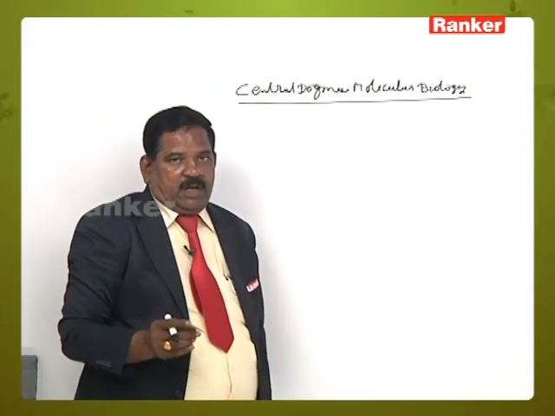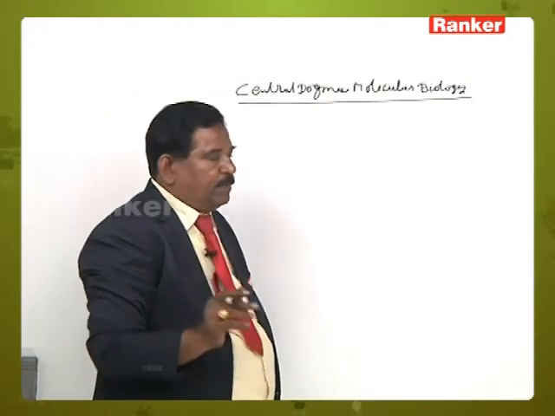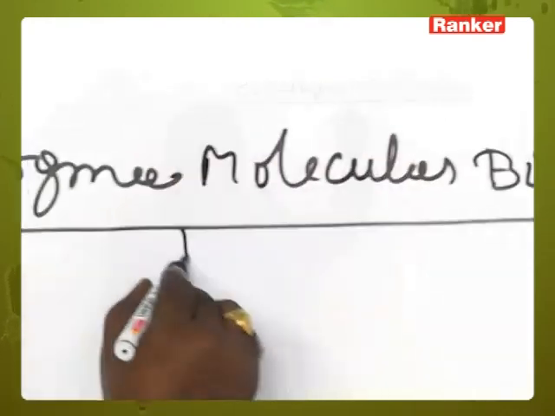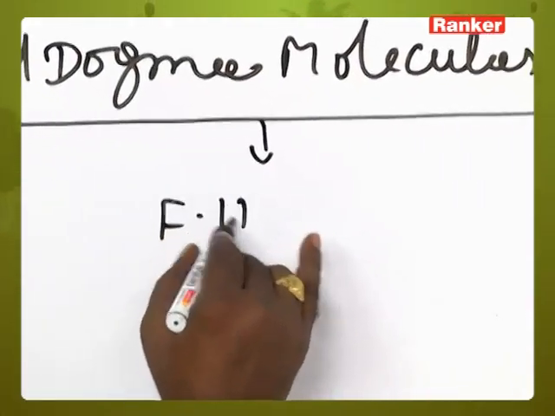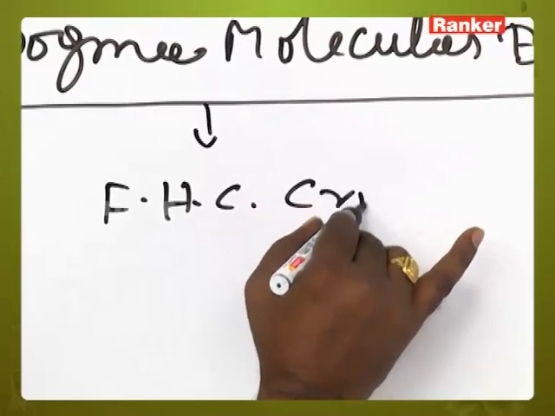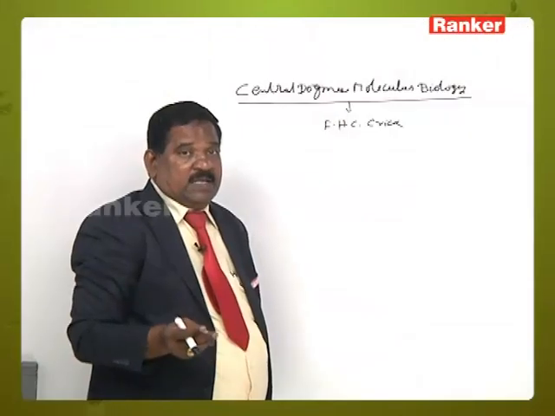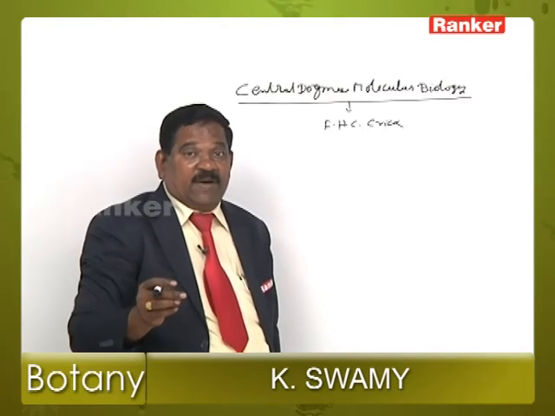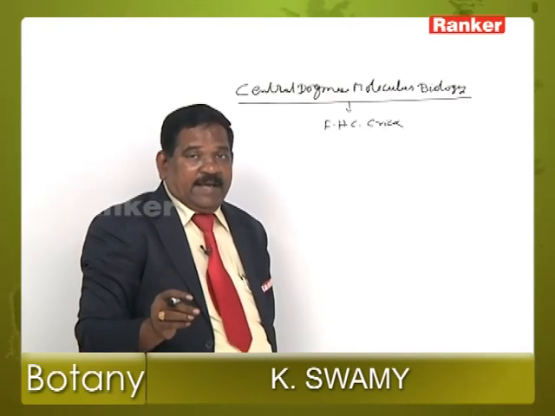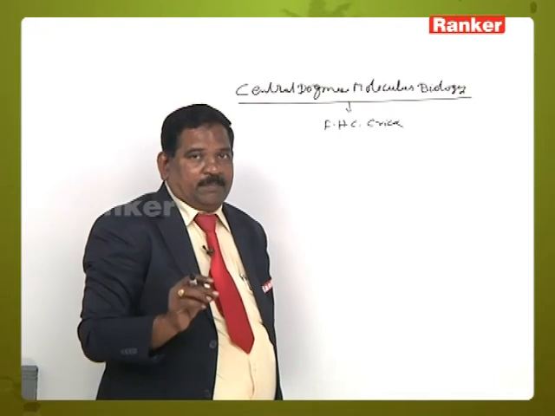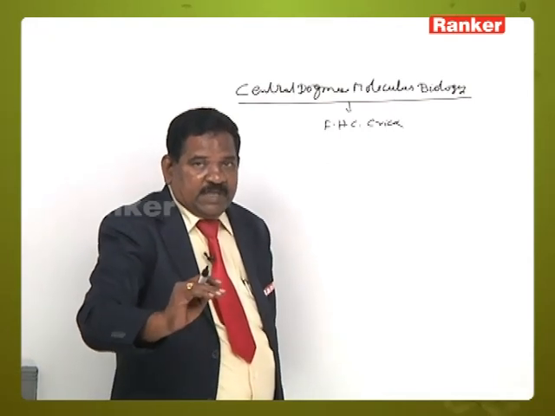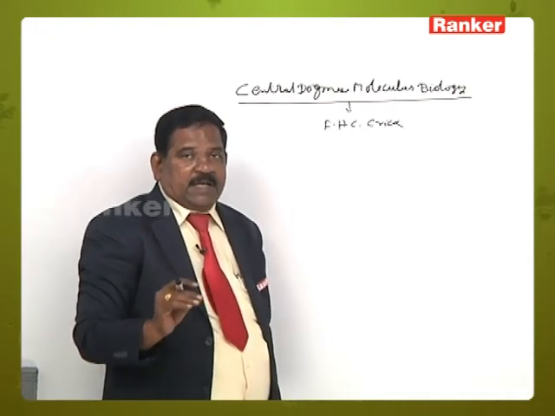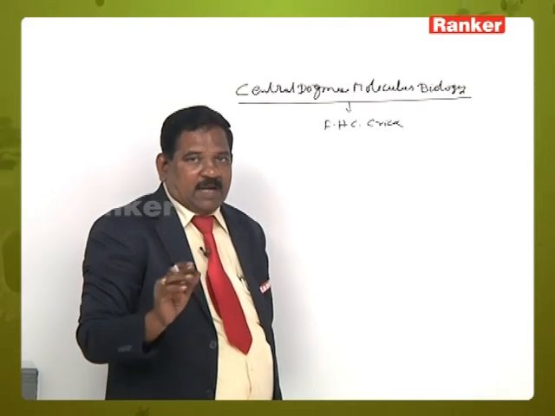The central dogma of molecular biology was proposed by F.H.C. Crick. What is this central dogma? The flow of genetic information. Crick named it the central dogma.